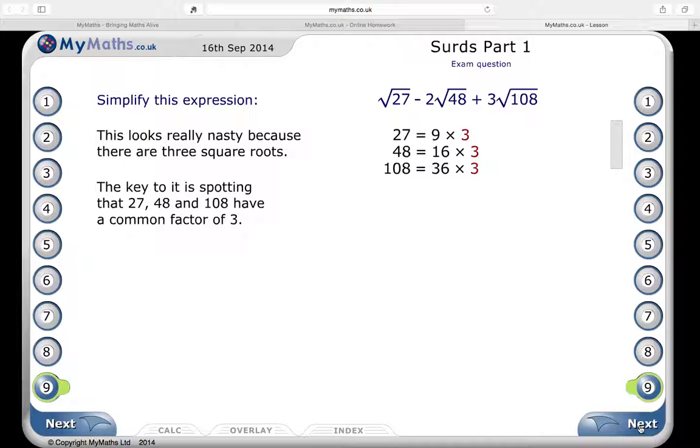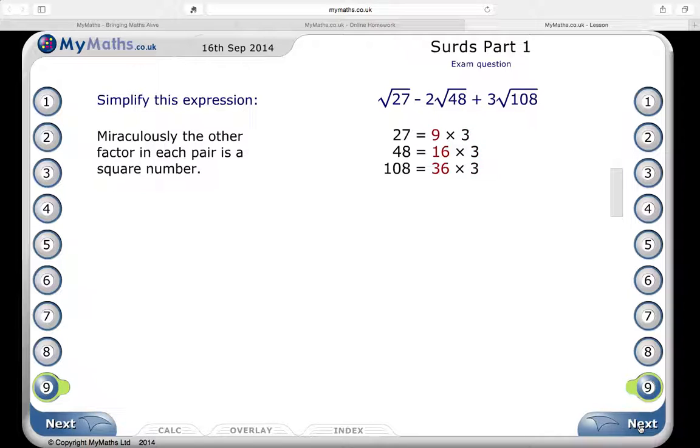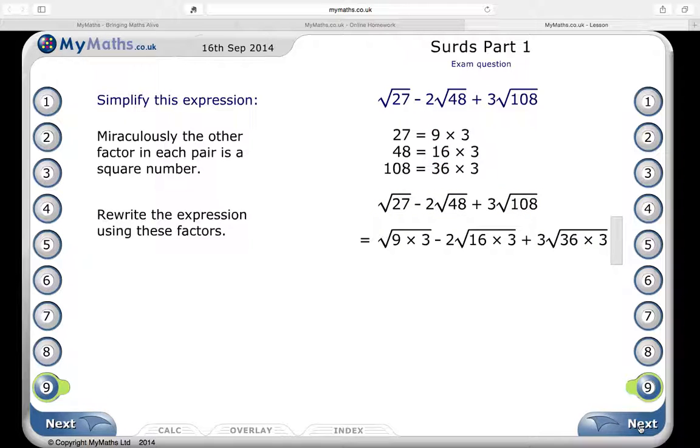So 27 is equal to 9 times 3, 48 is equal to 16 times 3, and 108 is equal to 36 times 3. Now, miraculously, the other factor in each pair is a square number. So we can square root each of those to get our answer. So you can rewrite the expression using these factors. So this equals root 9 times 3 minus 2 root 16 times 3 plus 3 root 36 times 3.